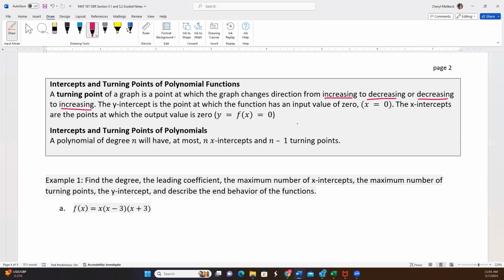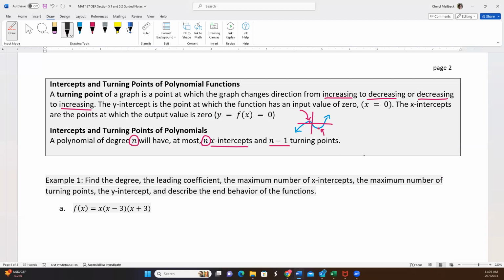But let's talk about turning points for a second. So if I have this function, we'll graph it in blue, like that. These are the turning points right here and right there, changing from increasing to decreasing and decreasing to increasing. Those are turning points. And if a polynomial is of degree n, it will have at most n x-intercepts and n minus 1 turning points.